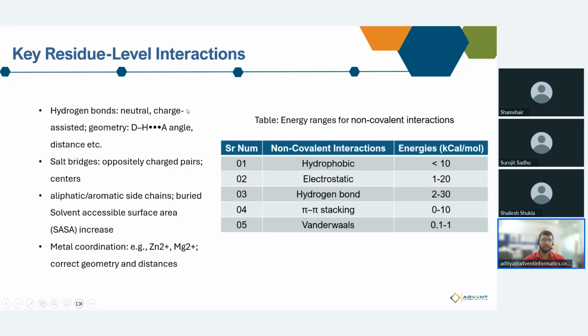So this is a table where I have just represented the energy ranges of non-covalent interactions, because if you have covalent interactions, those are completely different. These are important, and mostly they are irreversible interactions. So these are relevant to hydrophobic and electrostatic interactions, hydrogen bonds, pi-pi stacking, and van der Waals interactions, and these are the ranges.